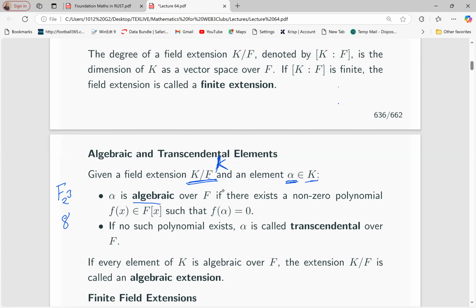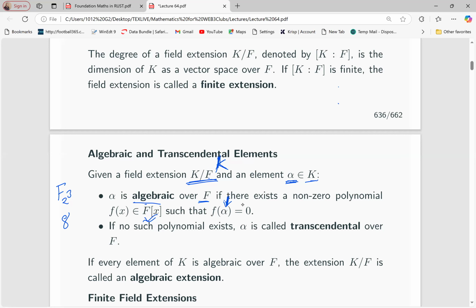Alpha is an element of this extension. So when do we say that alpha is algebraic over F? We say that alpha is algebraic over F if, given a polynomial, and of course we talked about the irreducible polynomial, and that polynomial should be a member of this field. Then alpha is called algebraic over F if alpha is a solution.